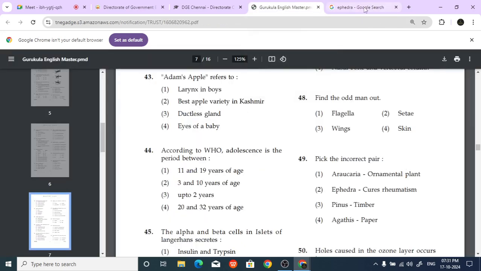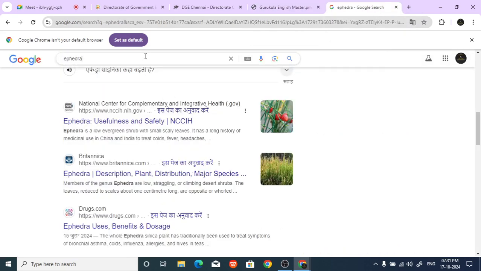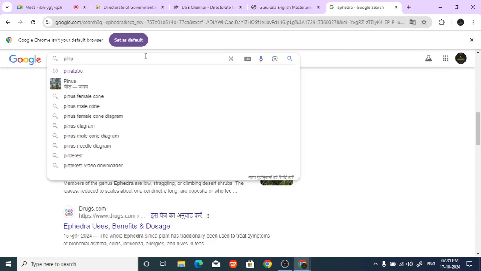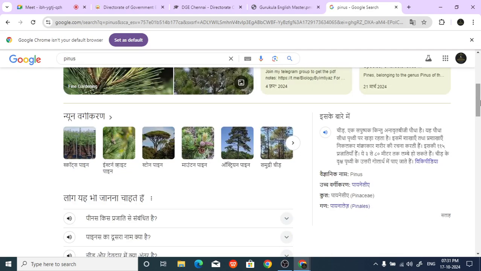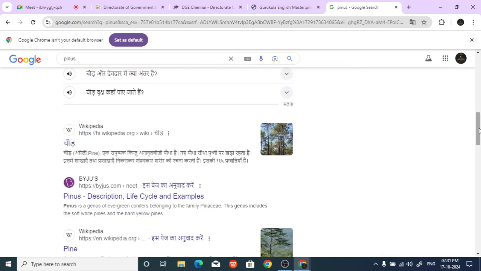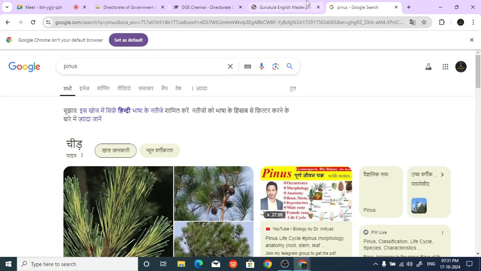Pinus timber. Pine tree and timber. It's not Pinus, I'm not sure. Let's see. Pinus is a genus of evergreen conifers belonging to the family Pinaceae. This Pinus includes the soft white pines and hard yellow pines. Yeah, it looks like a timber only. Pine, description: one of the most widely distributed genera of trees in the northern hemisphere. No, it may not be timber then. I'm not sure. Okay, I'm getting confused.